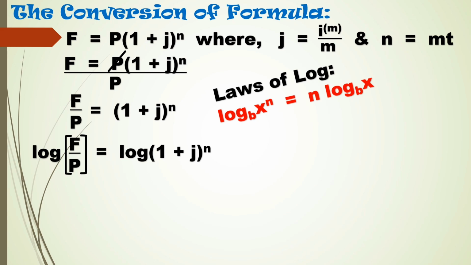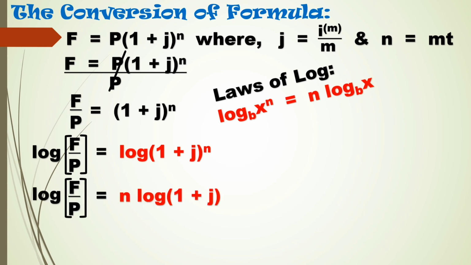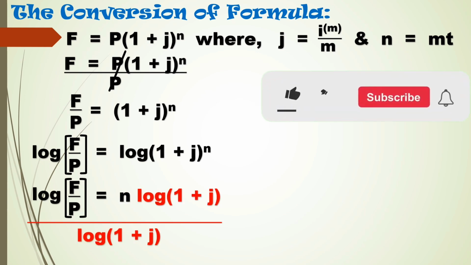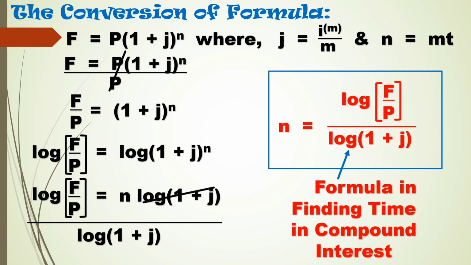Applying it to the formula, the logarithm of quantity 1 plus j raised to the n will become n log of quantity 1 plus j. The exponent n now becomes the coefficient, which is easier to solve. To make n independent, we divide both sides by the log of quantity 1 plus j. Now we can cancel on the right side the logarithm of 1 plus j. Therefore, the formula for n is equal to the log of F over P over the logarithm of 1 plus j.